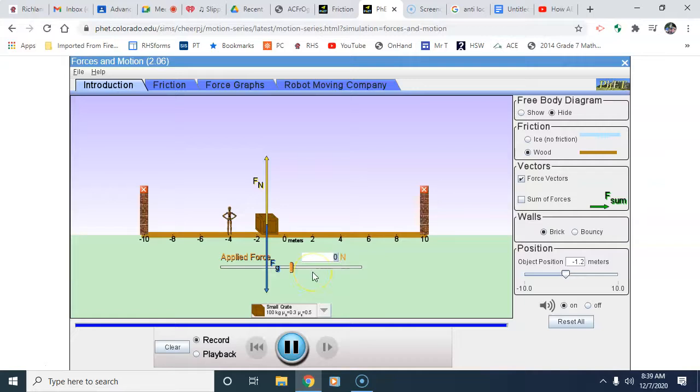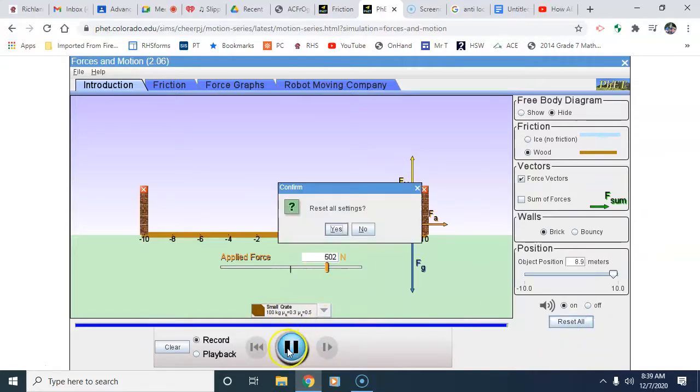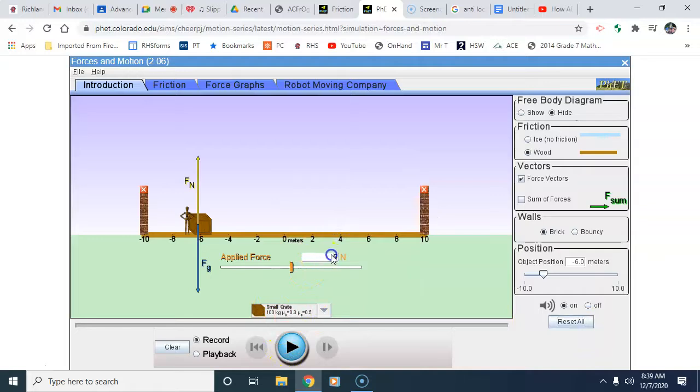Let me see if I could plug it in manually here. All right, 504, it's already moving. So let's put in 502. Well, reset. Plug in 500 exactly, see if that moves. I want to find that exact value before it actually moves. So 500, we're still good.